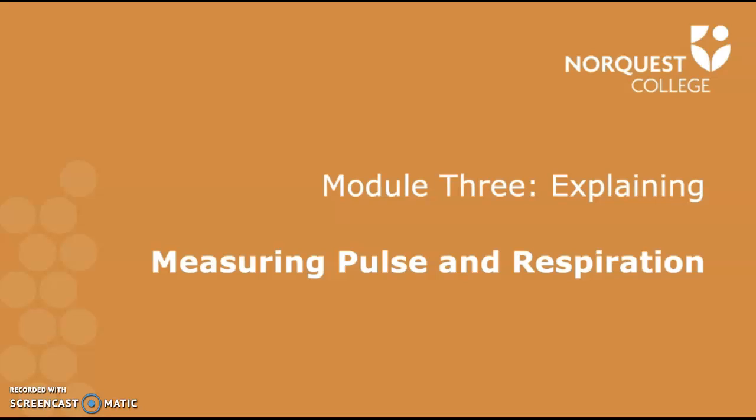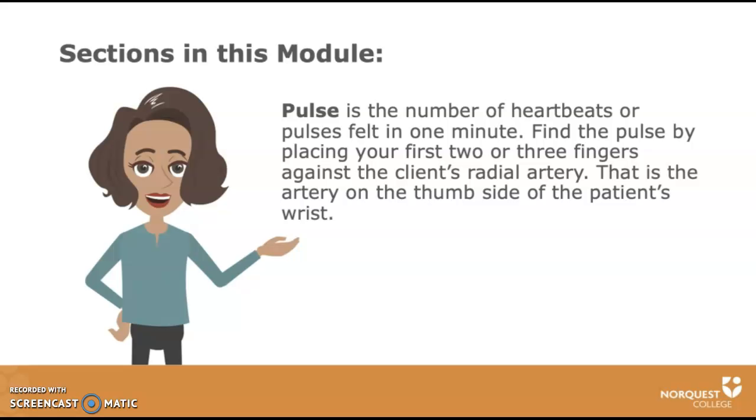Module 3, Explaining, Measuring Pulse and Respiration. Pulse is the number of heartbeats or pulses felt in 1 minute. Find the pulse by placing your first 2 or 3 fingers against the client's radial artery. That is the artery on the thumb side of the patient's wrist.